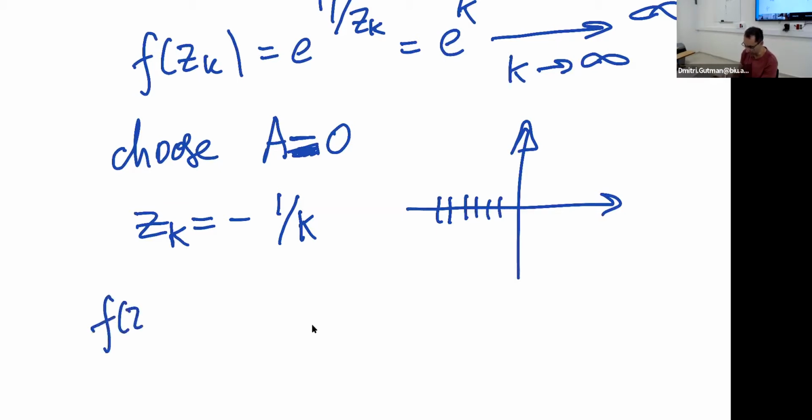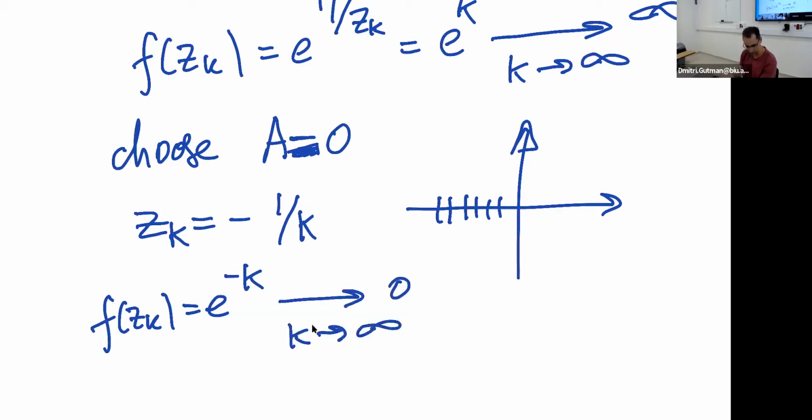F of zk now equal to e minus k. And obviously this approaches 0 as k approaches infinity. Okay, so these 2 points are settled.